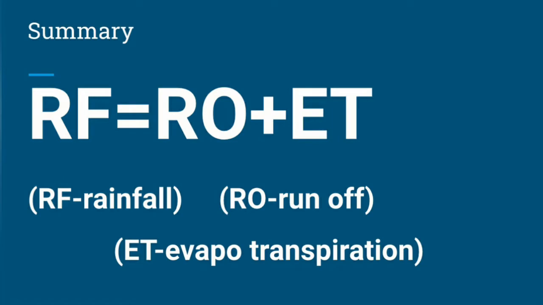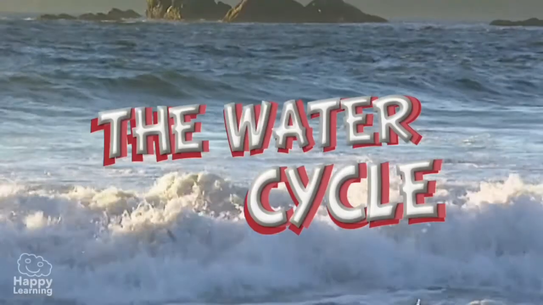Hydrological cycle is expressed in the form of Rf = Ro + Et, where Rf is rainfall, Ro is runoff, and Et is evapotranspiration. Let's understand it in a better way by looking into the process of water cycle.